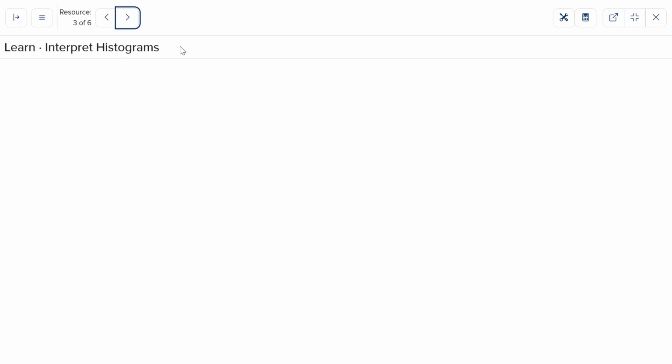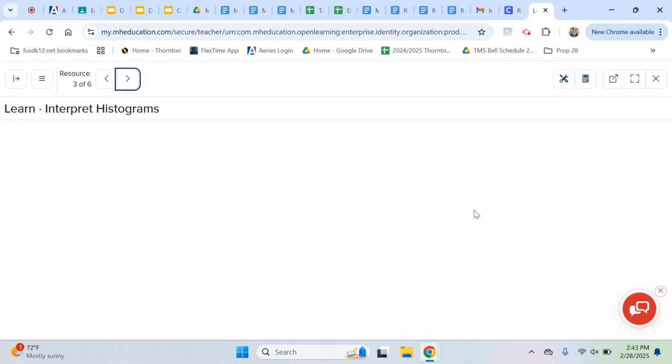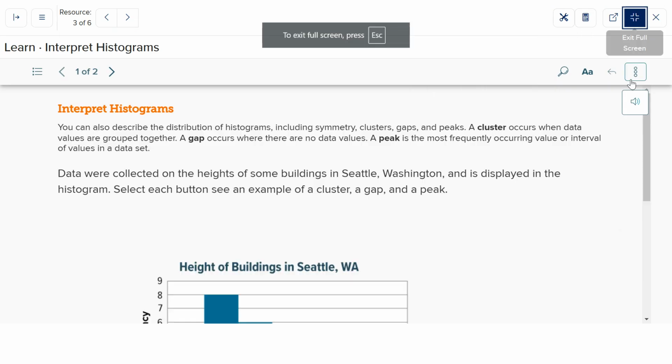We're going to move on to interpreting histograms eventually when this loads. Are you going to load? It's going to glitch out on me right now. I love that. Okay, hang on. Okay, it's back.